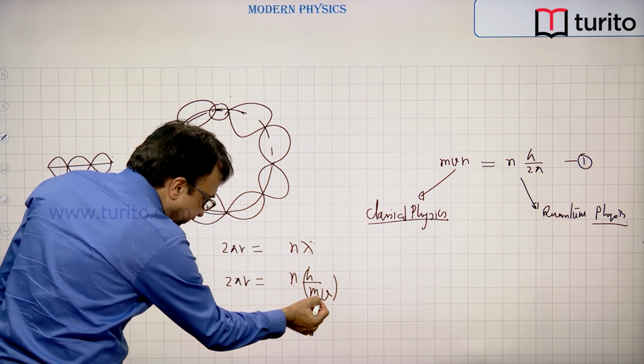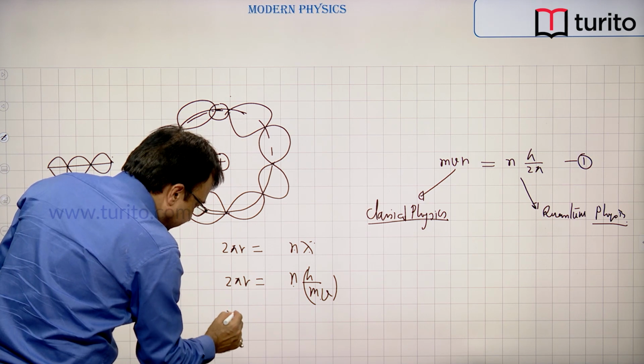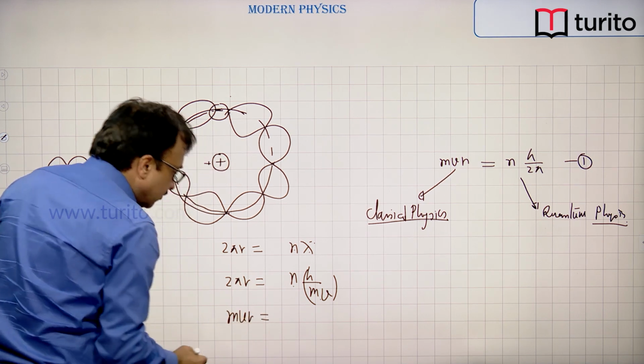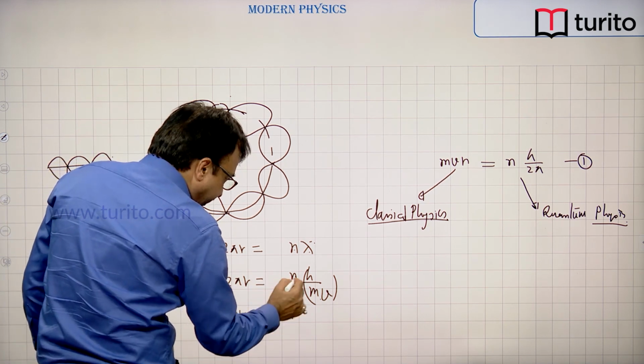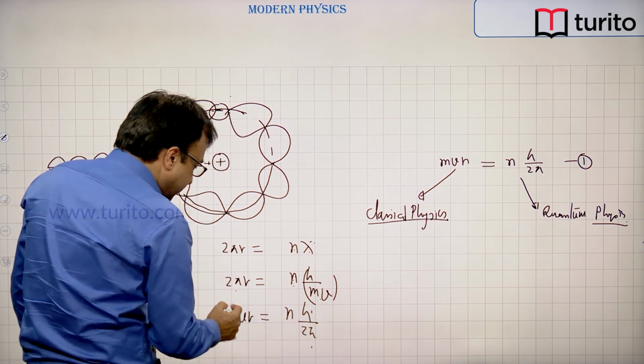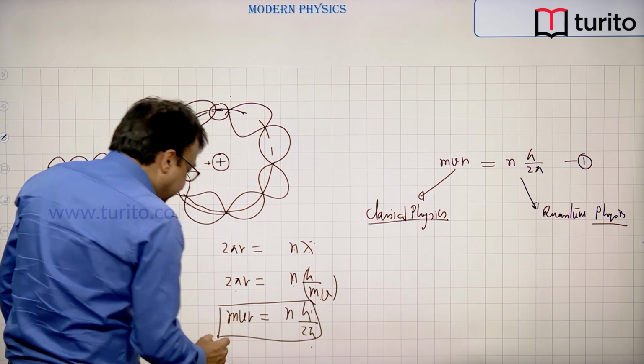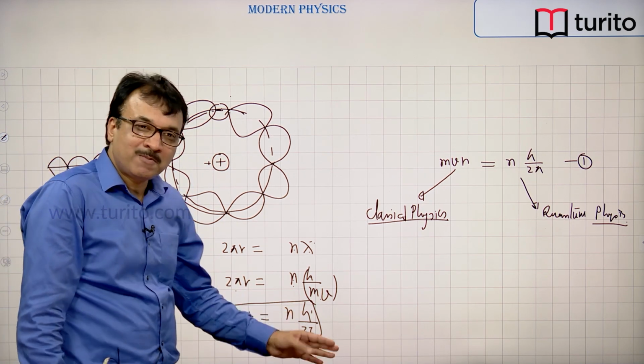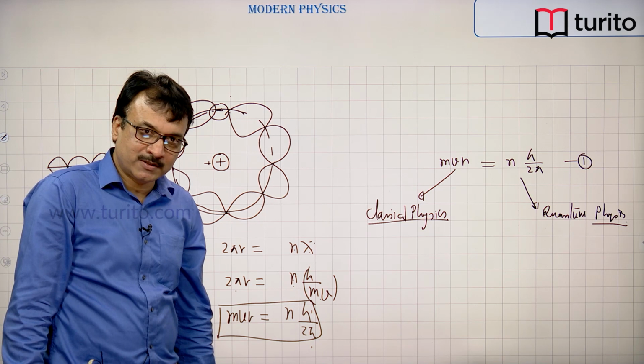Now, take this mv on this side. So, it becomes mvr equals n times h, with 2 pi in the denominator, h upon 2 pi. So, suddenly we get that angular momentum is an integral multiple of h upon 2 pi by the de Broglie principle.